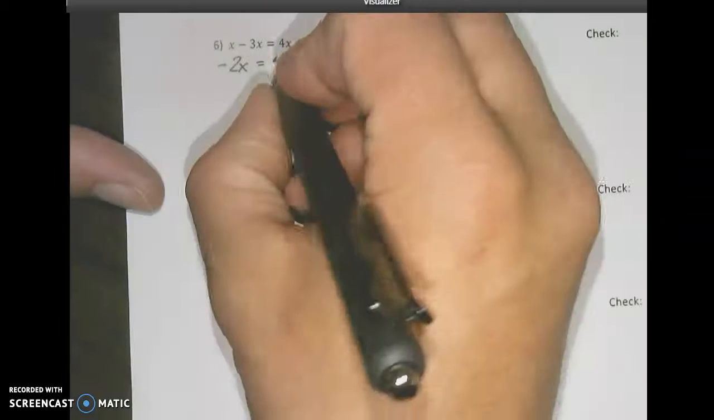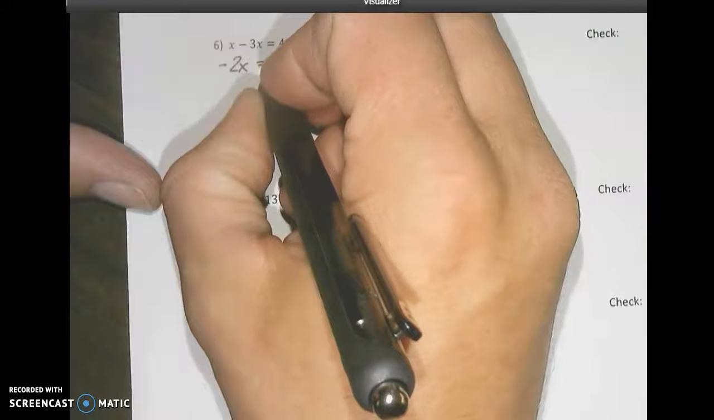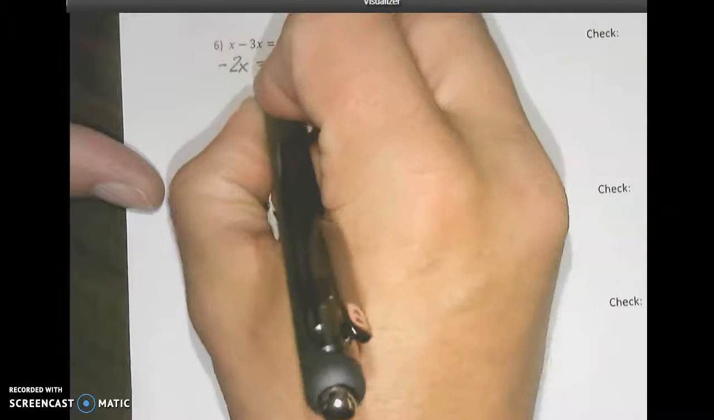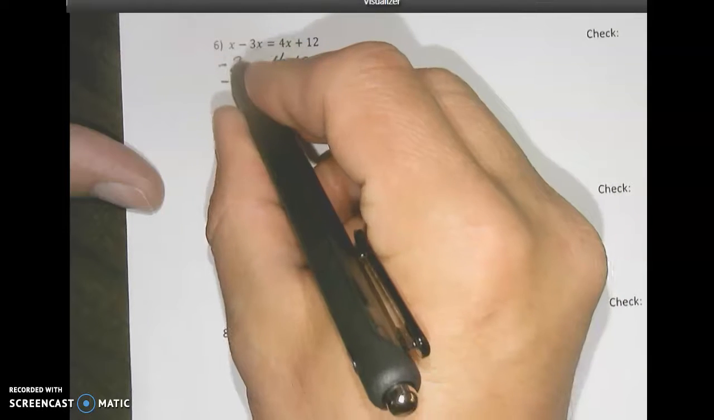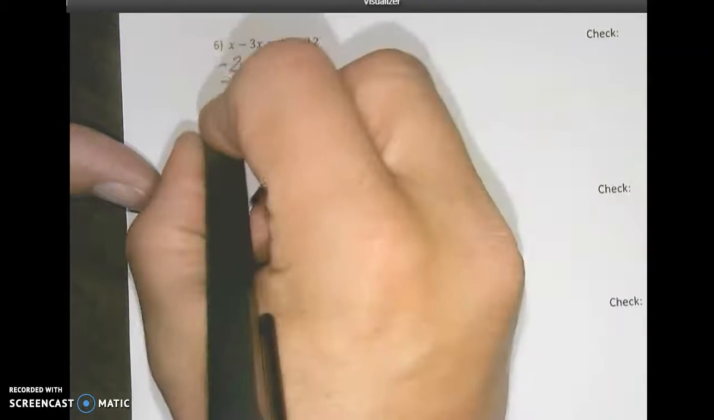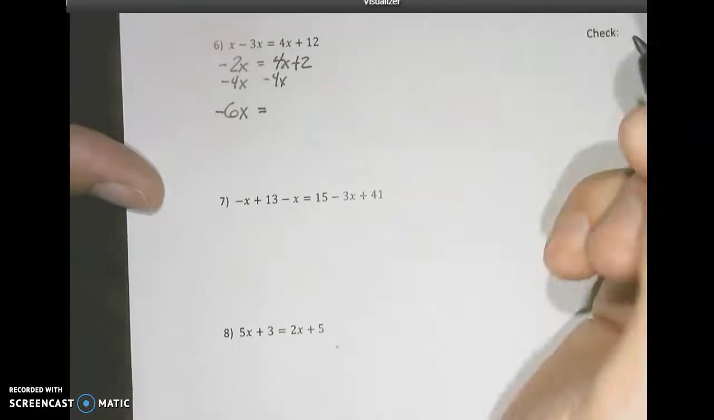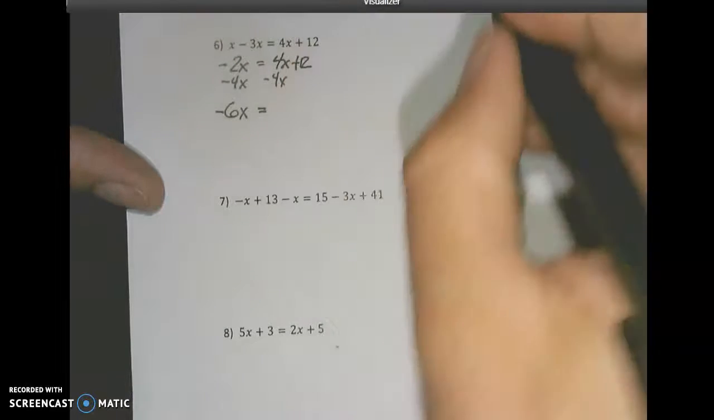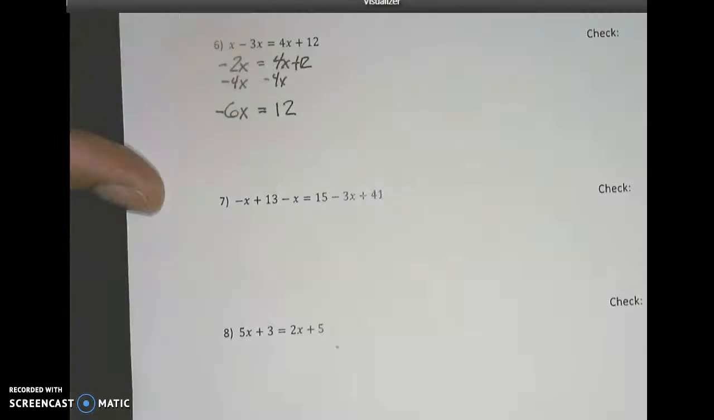Okay? All right. So if this is a positive 4x, how do I move it to the other side? What operation? If it's positive, I need to subtract. Okay. Negative 2 minus 4 is negative 6x. Didn't do anything with that 12, so I just drop it down. And now what?